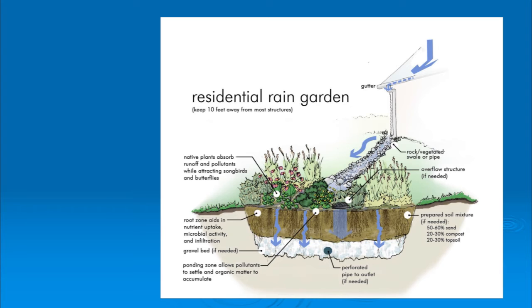And if you see on the right-hand side of the screen, there is a prepared soil mixture. It's a great application in helping you get that prepared. It's basically 50 to 60% sand, 20 to 30% compost, and 20 to 30% topsoil. So that's your growing medium. And then you plant your plants. And then of course, just like any flower garden, you would top with mulch.